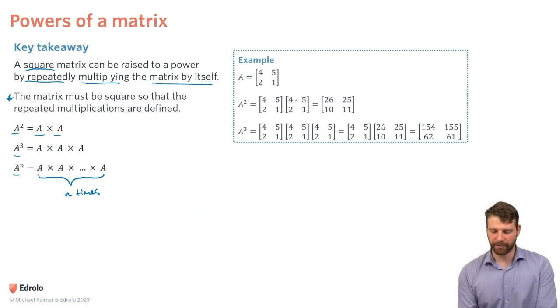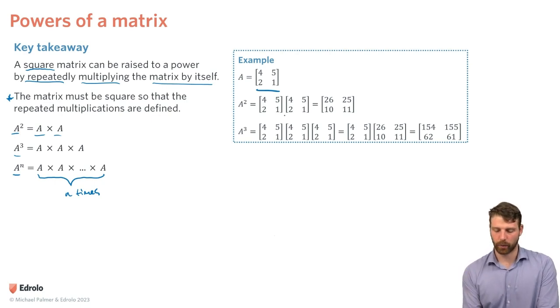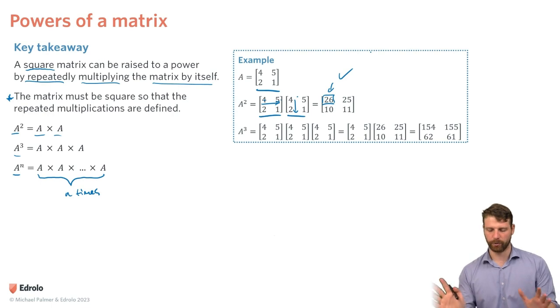Here's an example. I've got A is the matrix 4, 5, 2, 1, and we can calculate A squared by doing A times A. If you go through these calculations, let's just do one of them. That was 26 apparently. So I've got 4 times 4 is 16 plus 5 times 2 is 10. 10 and 16 make 26. So that's checking out. Okay, the rest will work.